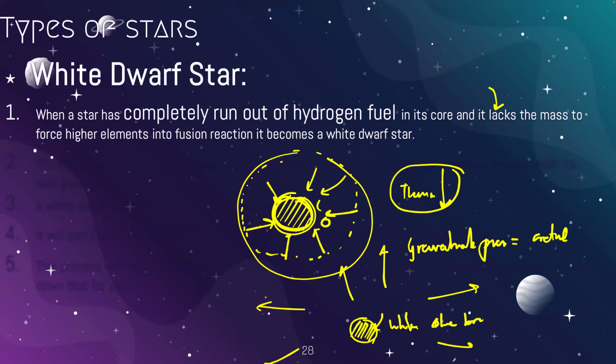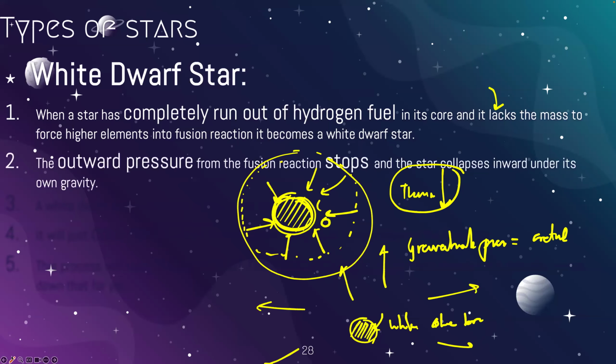Once it was a red giant star. So the core will continue to glow due to that heat until it cools down and reaches the temperature of the universe. Right? So let's continue.